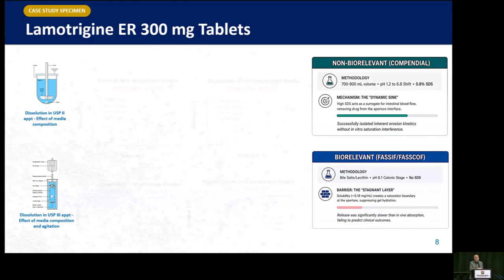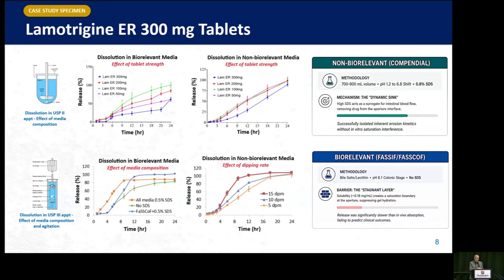And for this, we have found that the dissolution in USP2 was dependent on the strength of the drug under biorelevant conditions. And this is mainly because of drug precipitation as the dose number is increasing. So the 300 milligram strength didn't have complete release here due to precipitation. However, if we move to non-biorelevant media and add surfactant to the media, which allows sink conditions, then we have almost 100% release and a comparable release rate from all the strengths.